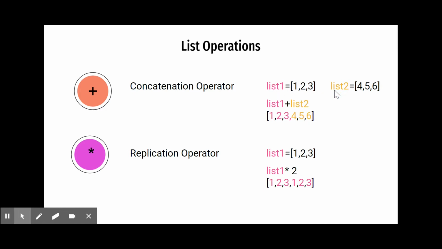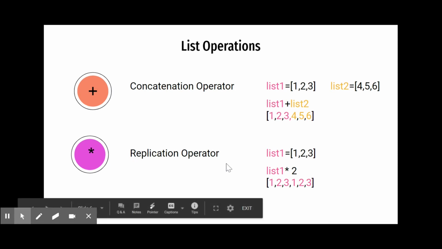Suppose I want 4, 5, 6, 1, 2, 3, then I'll say list 2 plus list 1. But here I want 1, 2, 3, 4, 5, 6, so I will say list 1 plus list 2. The elements in the list that you specify last will be appended to the first list.